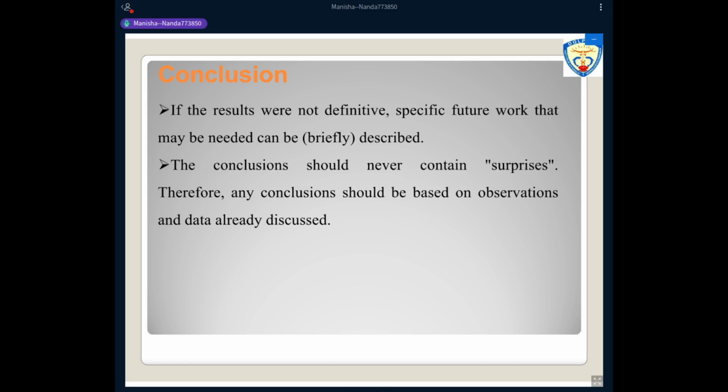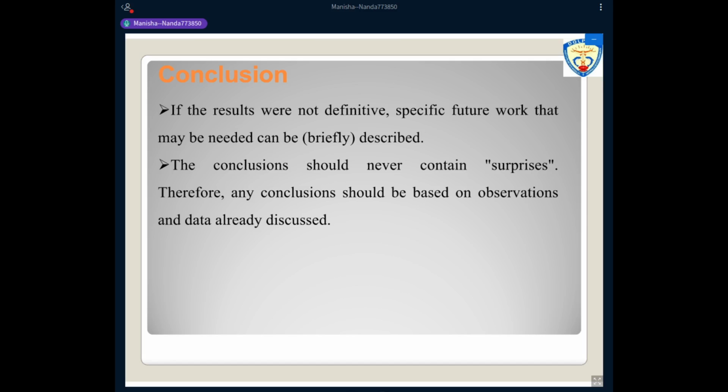If the results were not definitive, specific future work that may be needed can be briefly described. Again, if you feel that whatever you had planned for your research was not sufficient to determine all the aspects that you have mentioned in the introduction section, then in the conclusion, you just have to mention the future prospects for that.